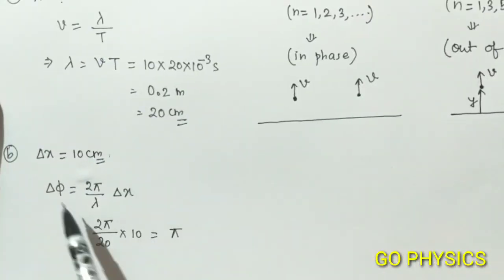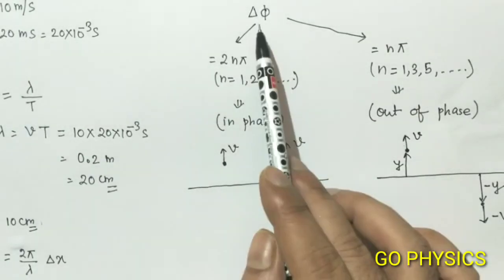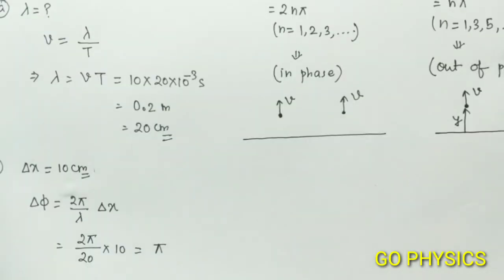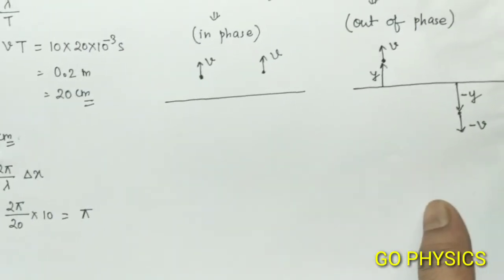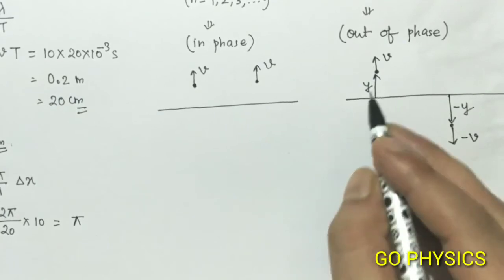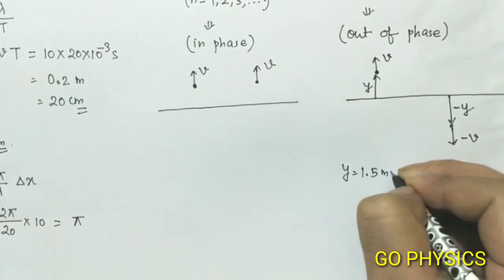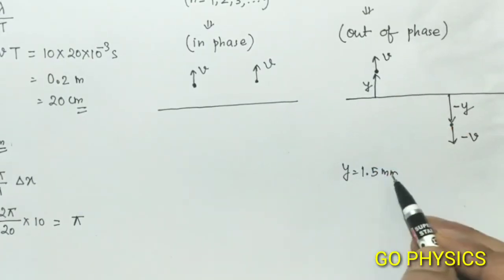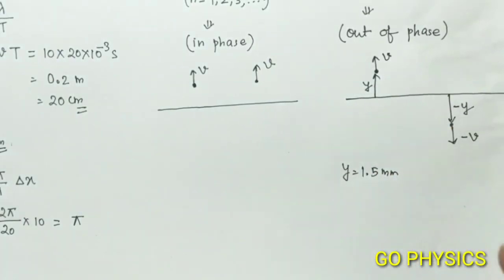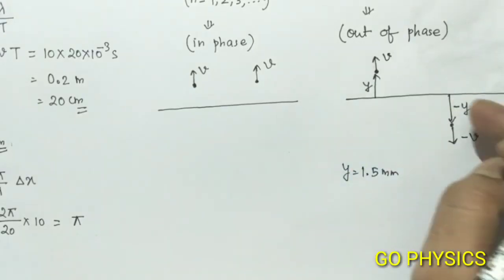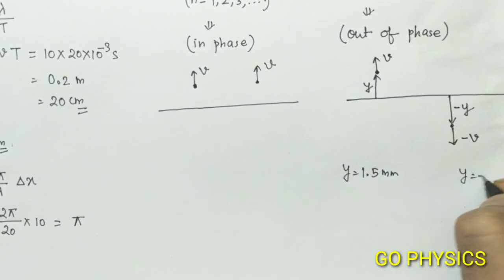So in the given question we got phase difference equal to pi, so we have phase difference equal to n pi, where n equal to 1. So the given question is dealing with out of phase. From the concept it is clear that if the displacement of a particle in the question is given as 1.5 millimeter, suppose this y is given as 1.5 millimeter, then what is the value of y for the particle at a distance of 10 centimeter? This particle will have y of minus 1.5 millimeter.